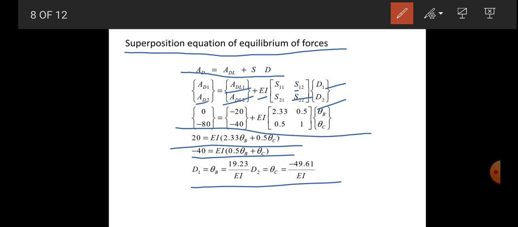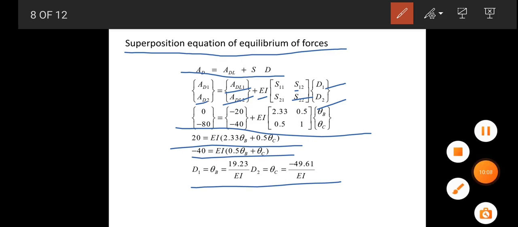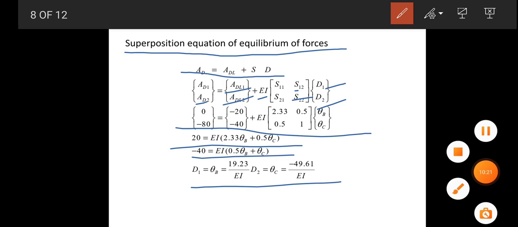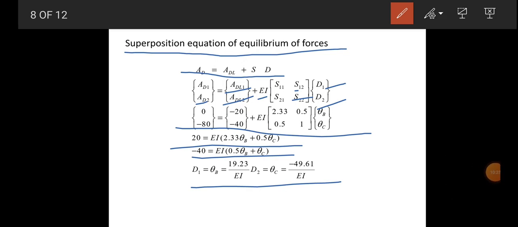So after this we have to use the slope deflection equation. There we have to put in these unknowns, and then we will get the end moment for each span. Let's stop here. The remaining part we will discuss in the next lecture.